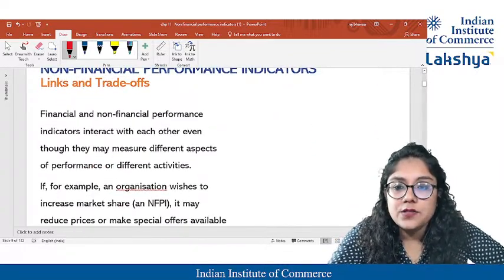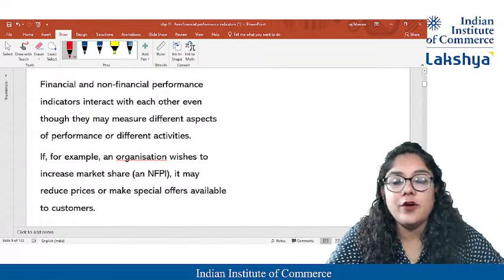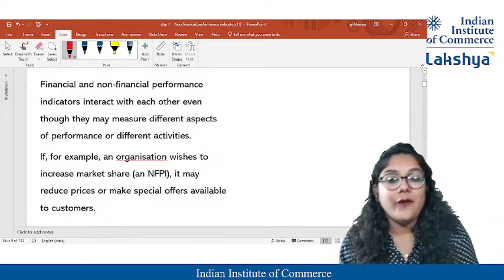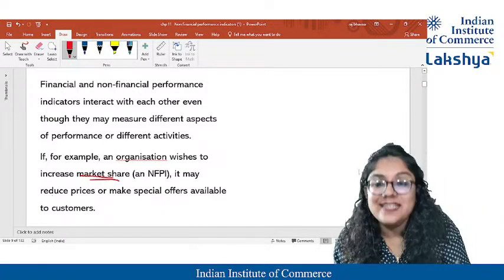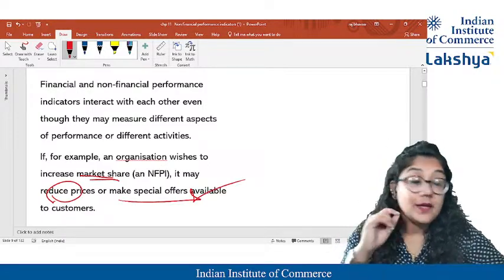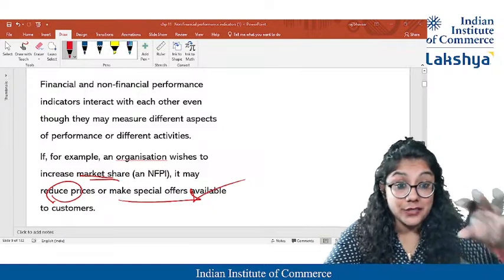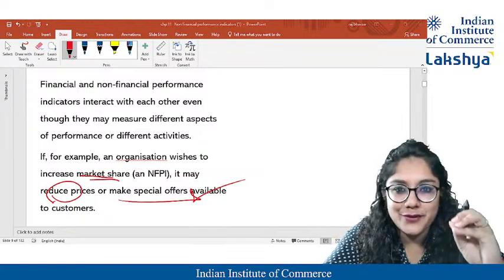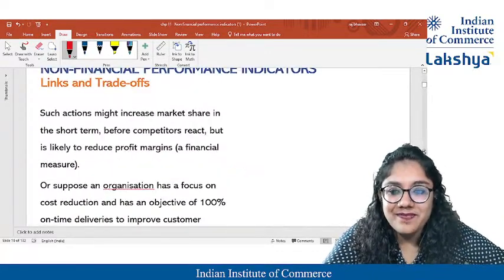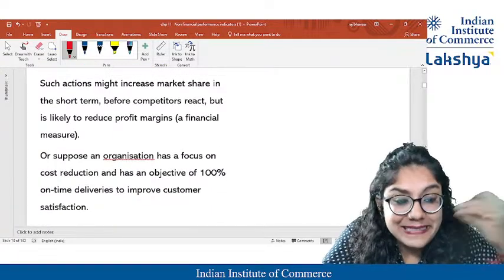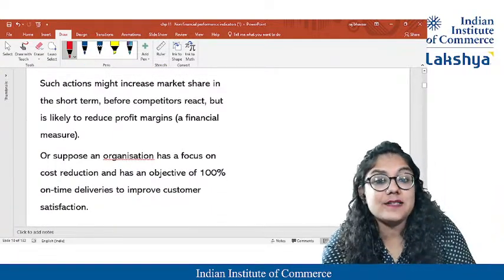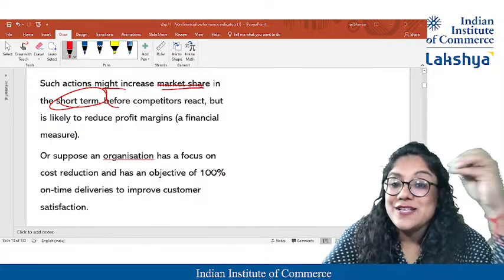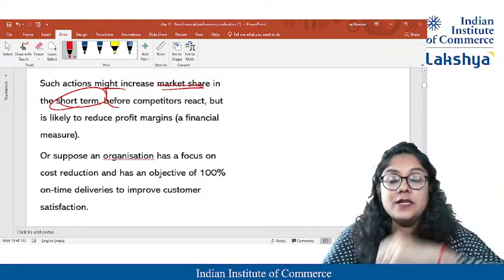Okay. So what are the links and trade-offs? Financial and non-financial performance indicators interact with one another. For example, if an organization wishes to increase the market share, it may reduce the price or make special offers available. Because I want to be at the top position, I want people to purchase only from me, so obviously I have to put in some effort. Such actions might increase the market share in the short term. But the competitors can never be behind, and before the competitor reacts, it's likely to reduce the profit margin also.